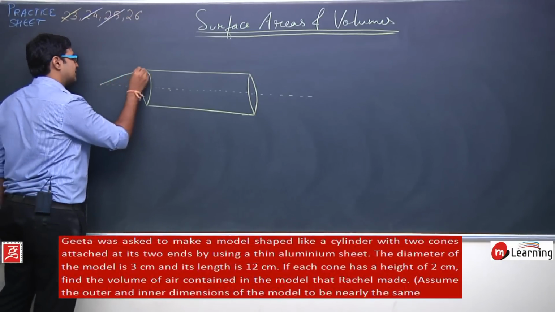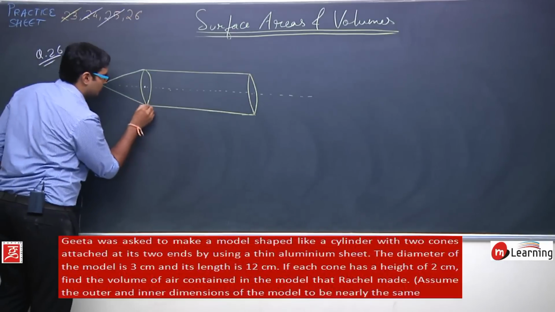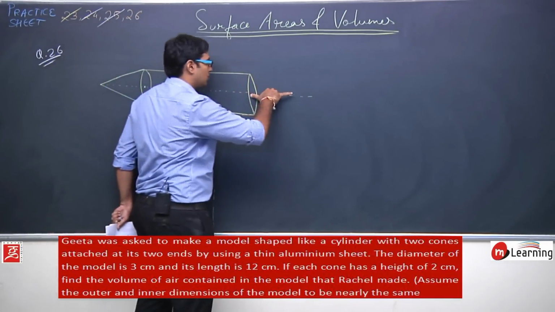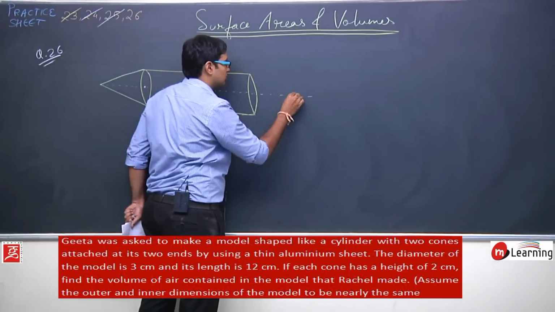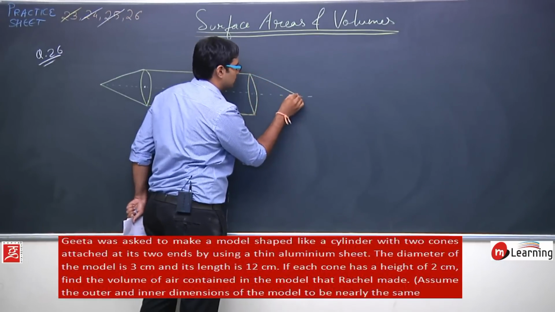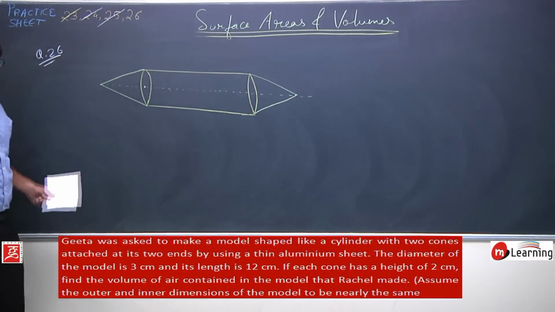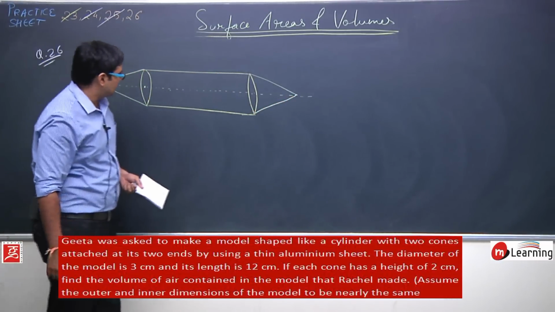So let us say this is the cone. Okay, this is the cone. I can take this cone has a height something like this. So these are the two cones attached at the two ends of this cylinder.